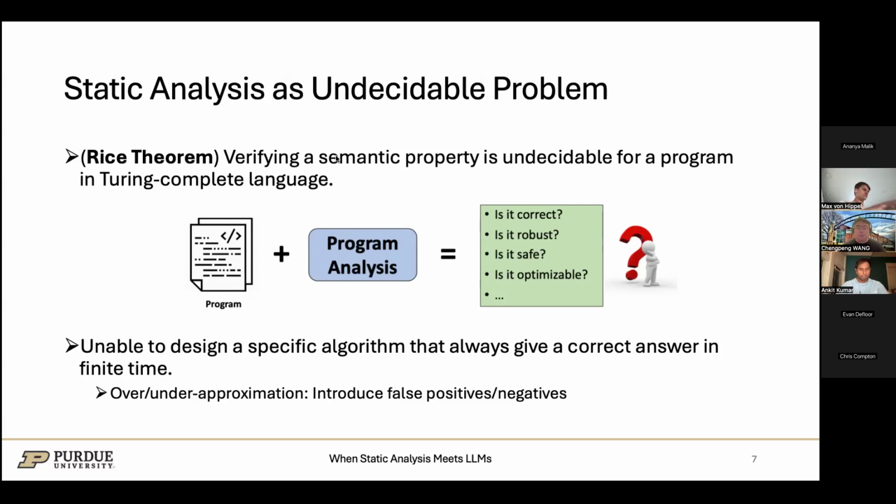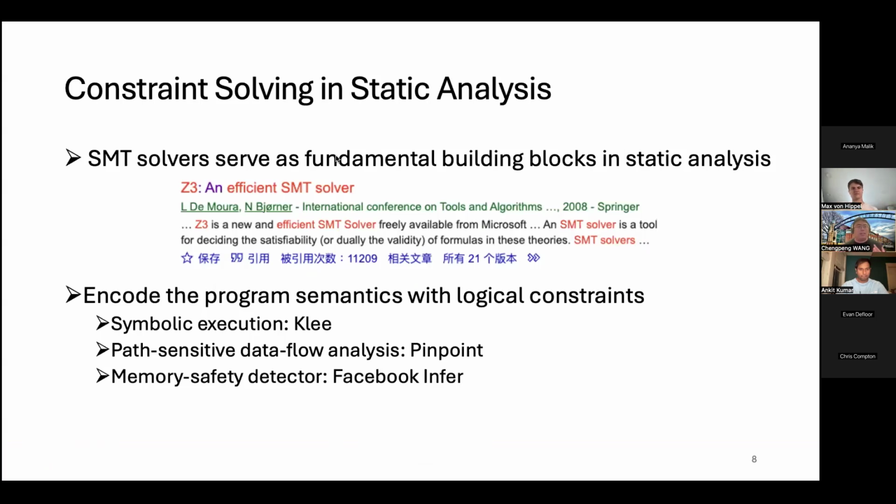But I also need to recall a very exciting achievement in the past 20 years. That is the SMT solver. Previously we could only analyze the AST, the abstract syntax tree, to detect bugs. But based on the SMT solver, existing techniques can encode the program semantics with logical constraints. So finally, we can use the solver to decide whether some property holds or not by checking the satisfiability of the constraints. Typical lines of static analysis include symbolic execution, path-sensitive data flow analysis, and memory safety detectors such as Facebook Infer. Facebook Infer is a very famous industrial static analyzer.